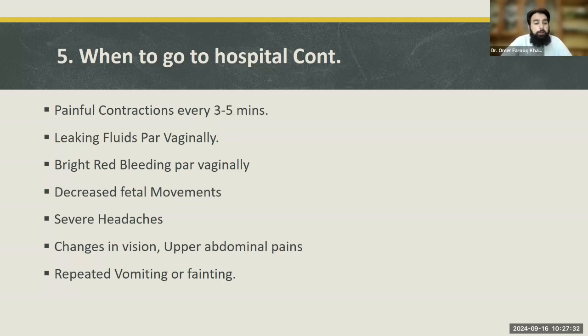So there are some signs and symptoms of eclampsia, and one of them is changes in vision and upper abdominal pain. If there is repeated vomiting or a fainting spell of the pregnant woman, then she should also go to the hospital immediately if there is repeated vomiting or fainting.